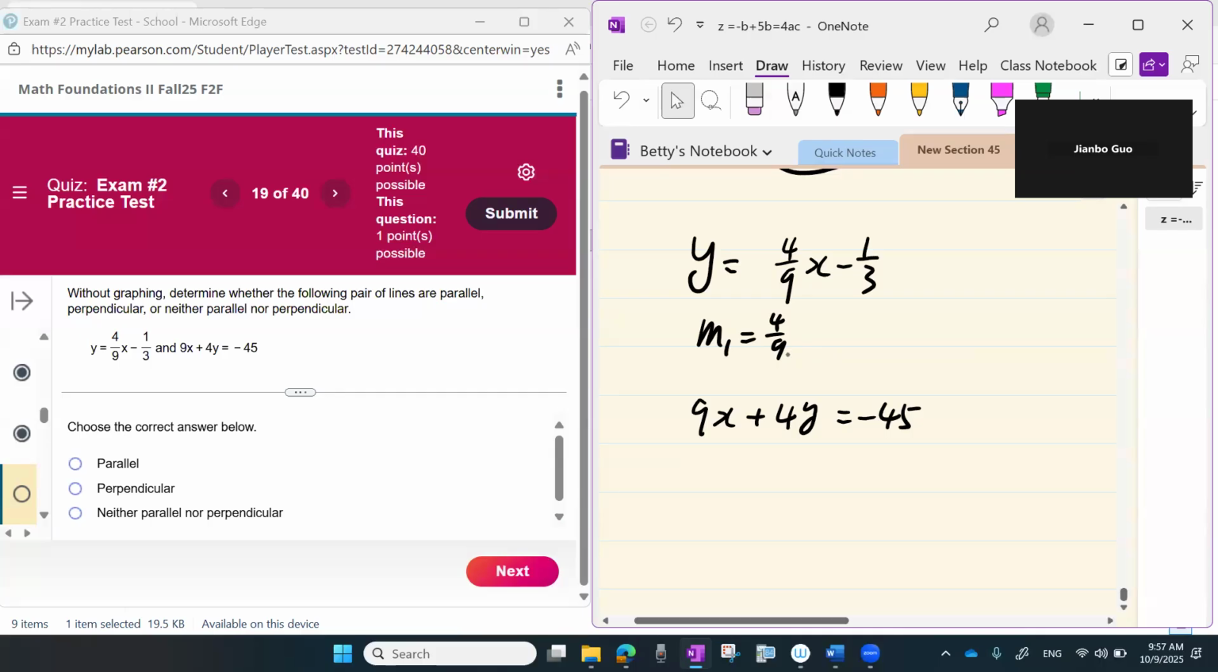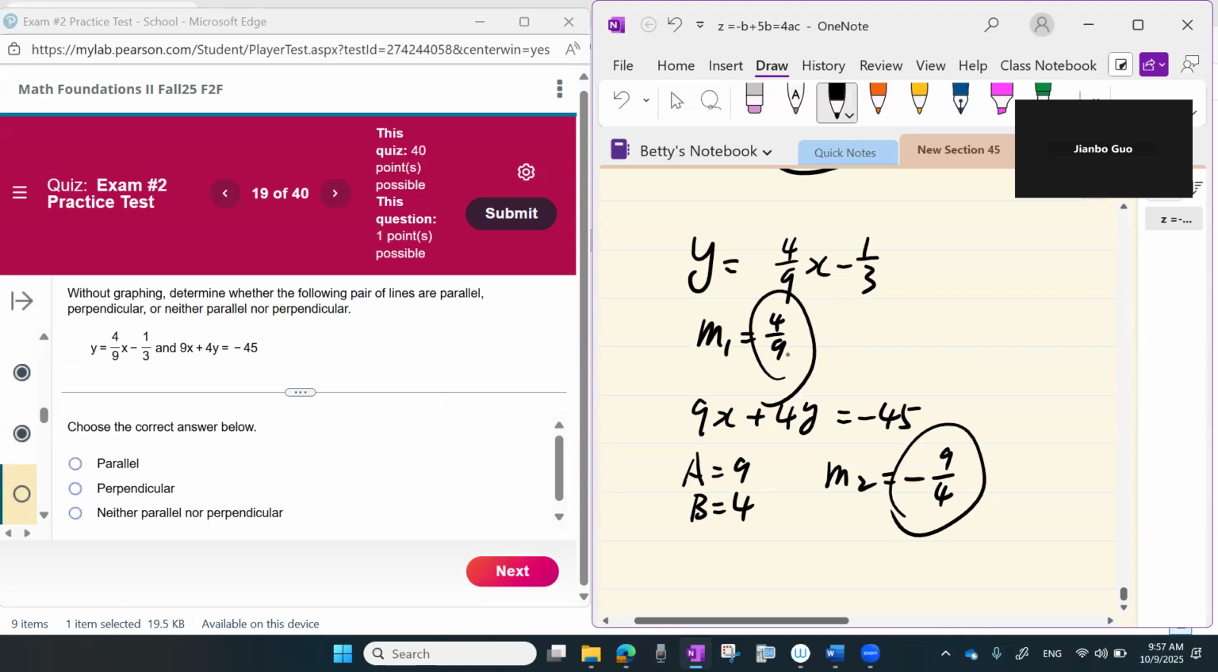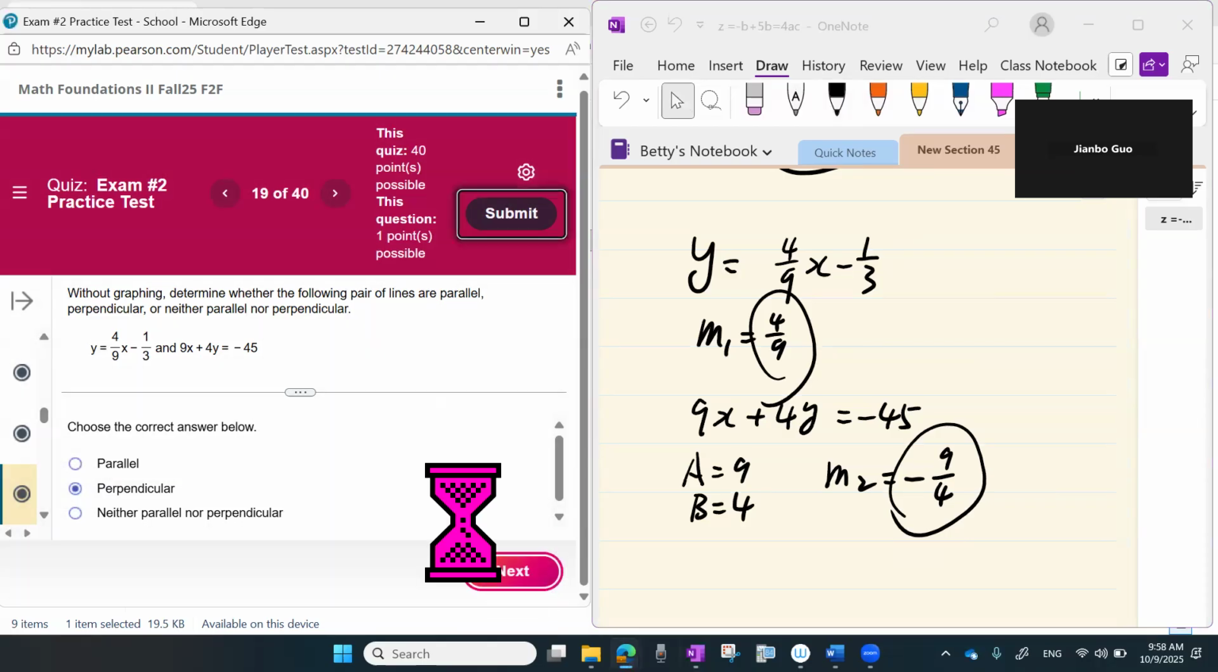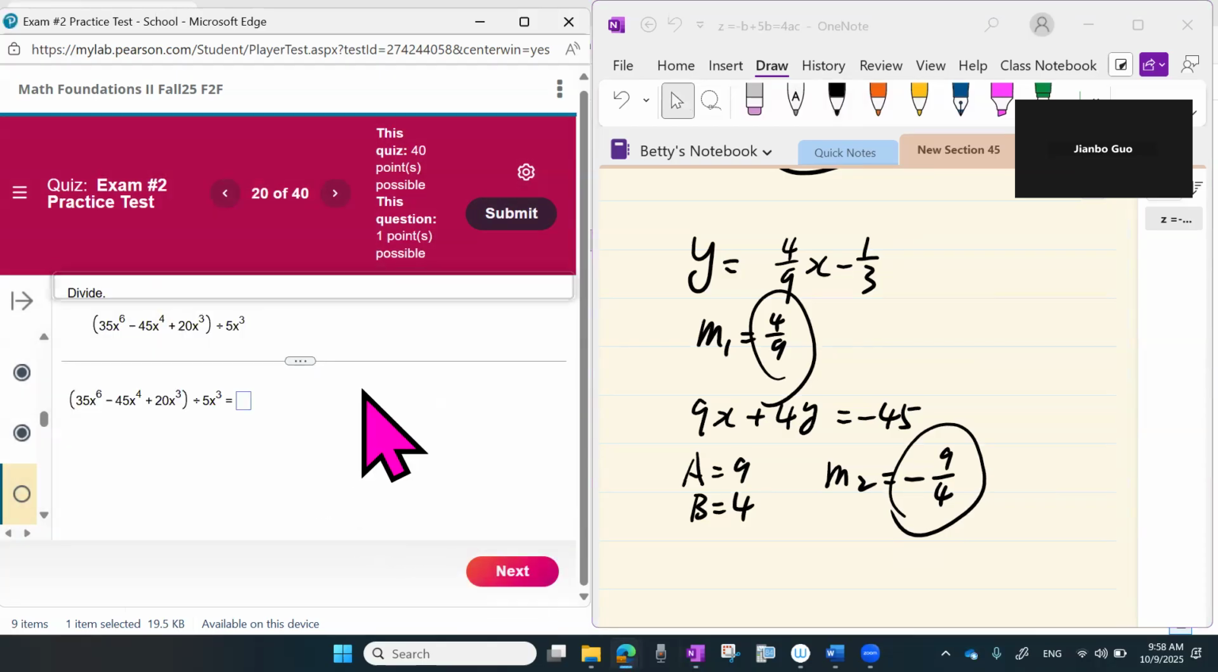But if you want, you can use the formula I covered in the class: the negative of the coefficient of x over the coefficient of y. So the slope is negative 9/4. Since the two slopes are opposite reciprocals of each other, in other words, they multiply to -1, the two equations are perpendicular.